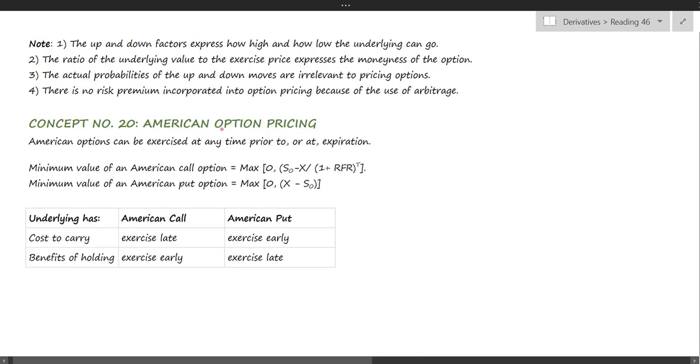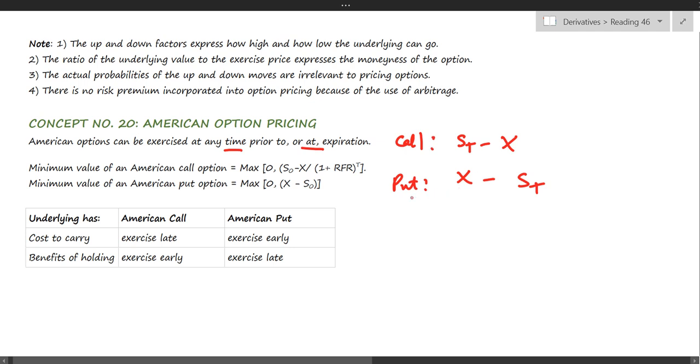Concept number 20, American option pricing. We have understood that American options can be exercised at any time, at expiry or any time before that. And we have also understood that the value of a call option is given as ST minus X, that is, spot price on expiry minus the exercise price, and in case of put it is X minus spot price on expiry. So this is for call and this is for put.